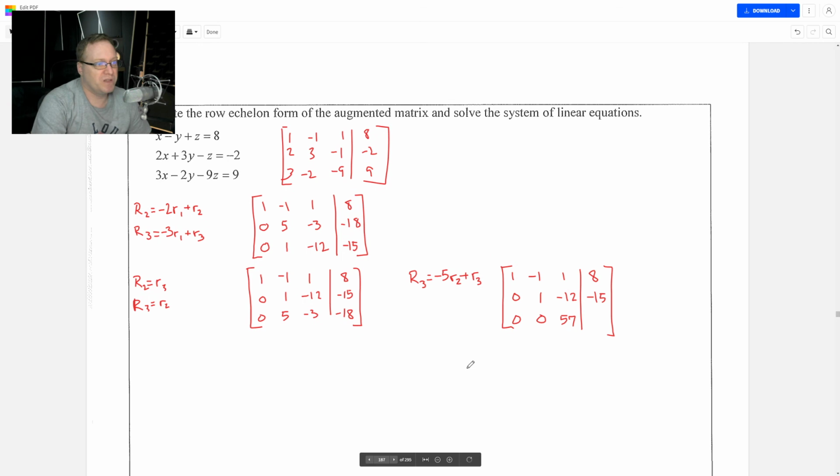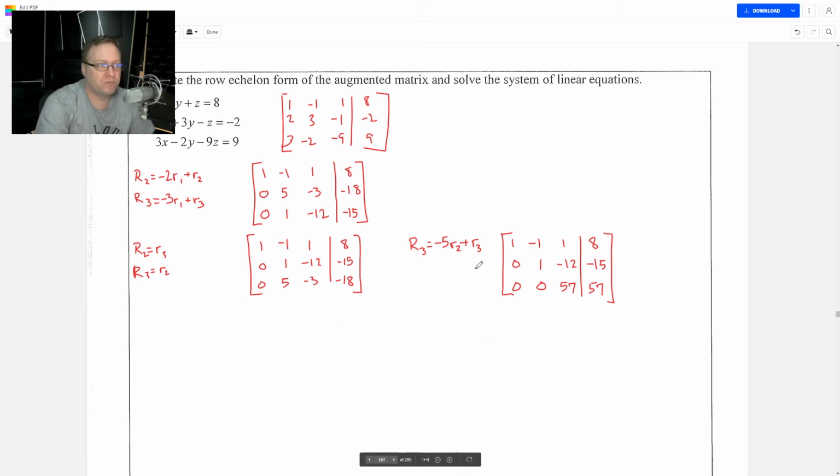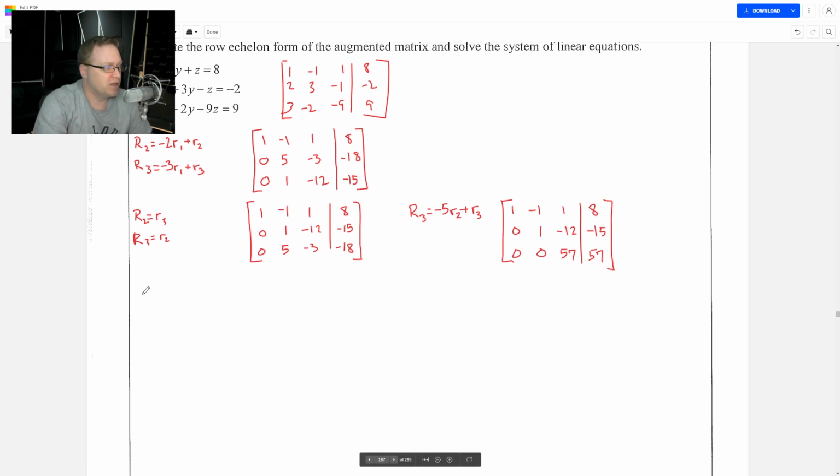All right. And then finally, right here, we're going to do the same thing. So negative 5 times row 2, which is negative 15. So that's negative 5 times 15 is positive 75. So we have 75 plus negative 18. Well, 75 minus 18 is 57 again. All right, so this is 57. Okay, that's the end of step 4. We got a 1 here and a 0 below it, so we're done. Let's go to step 5.